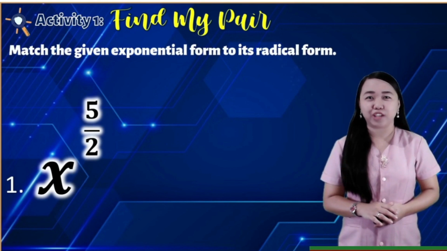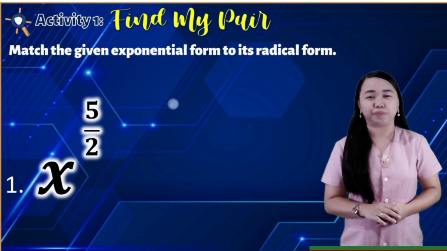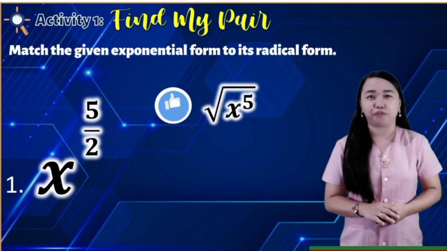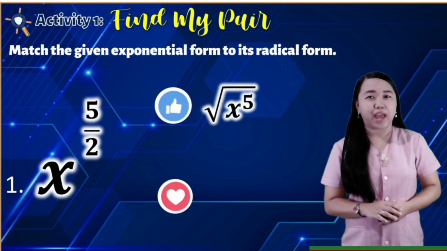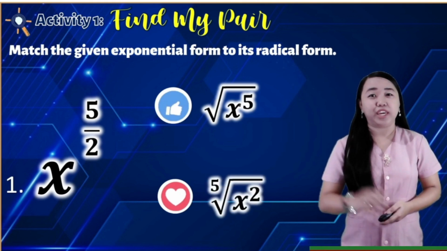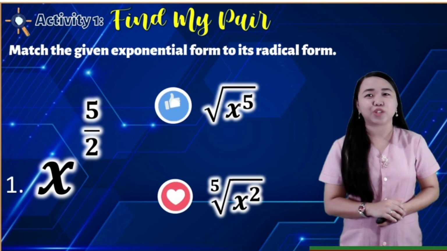Let's have the first one. x raised to 5 over 2. Like react, square root of x raised to 5. Heart react, fifth root of x squared. Will you hit like or heart react? 10 seconds, go!